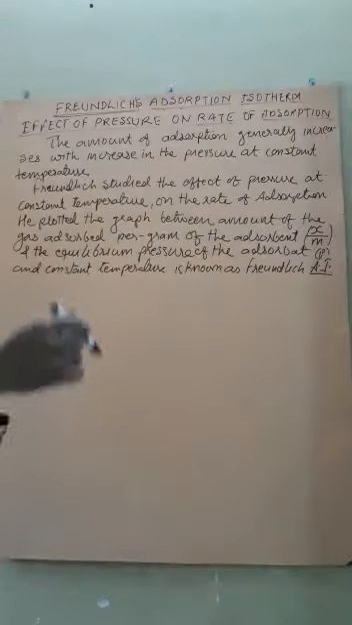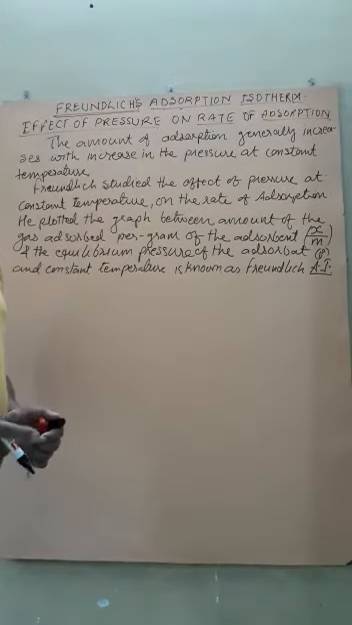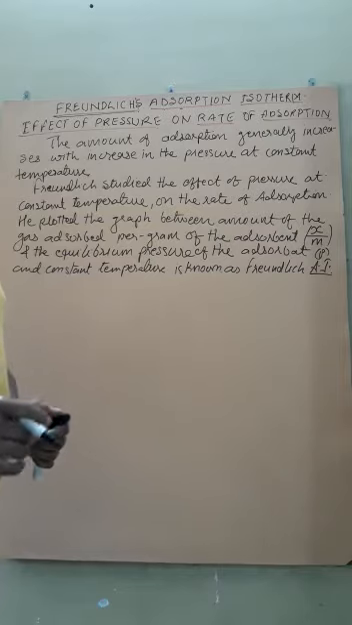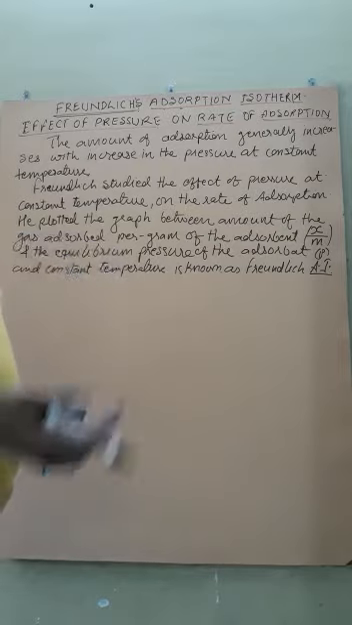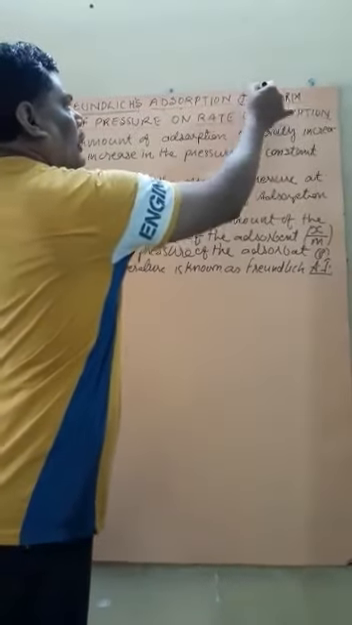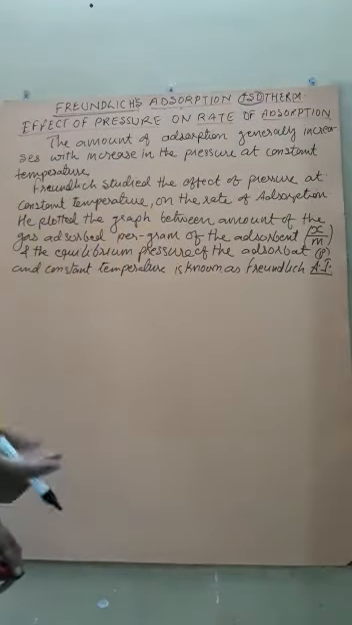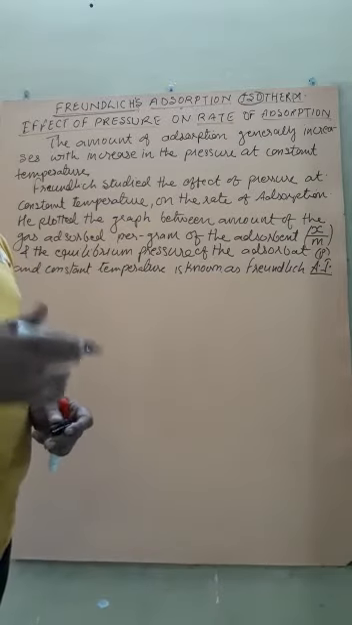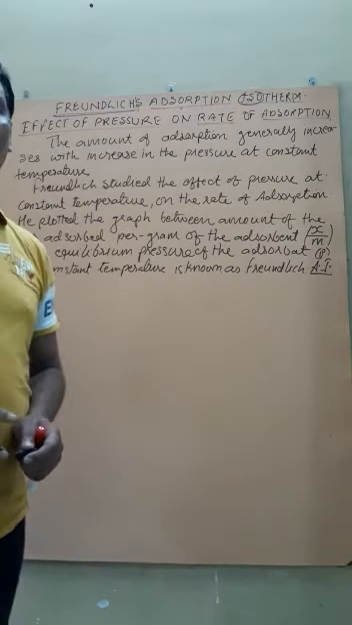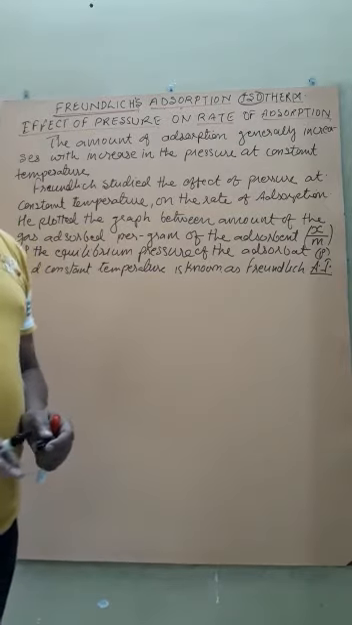Yes, students, here we are dealing with the next content. This is the Freundlich adsorption isotherm. Freundlich studied the effect of pressure on the rate of adsorption at constant temperature. Therefore, it is called isotherm. Therm means heat, that is temperature. So, at constant temperature.